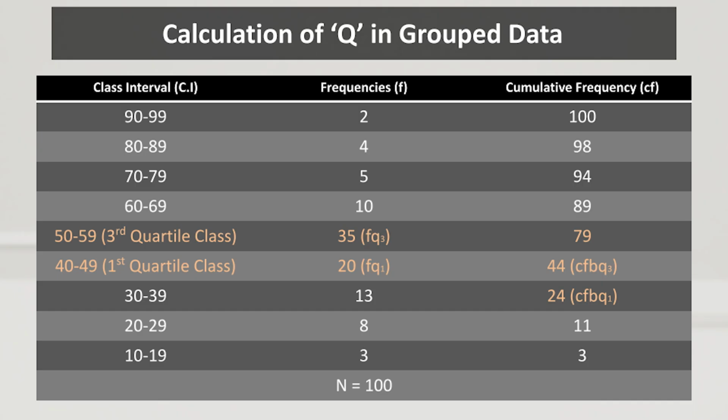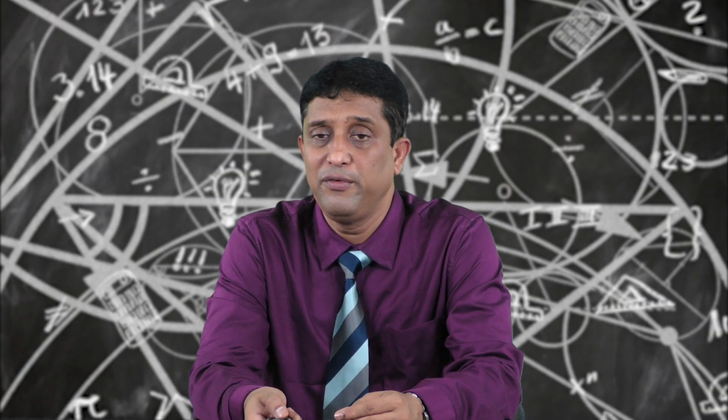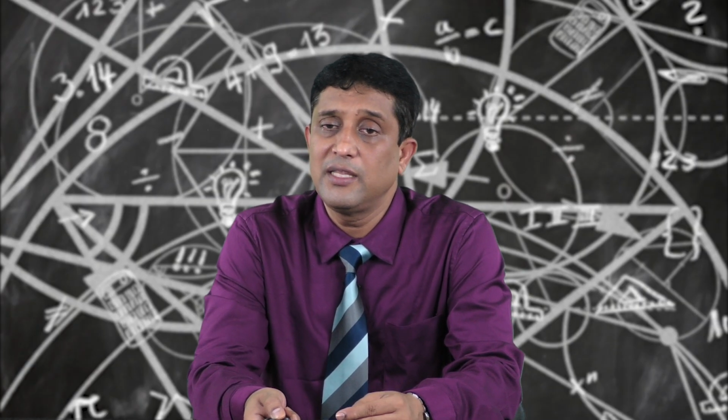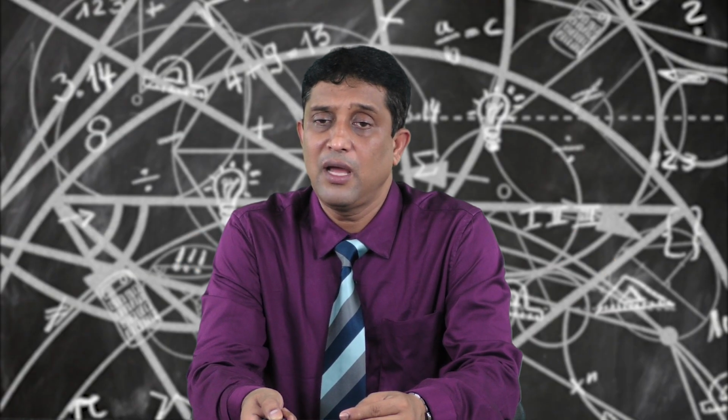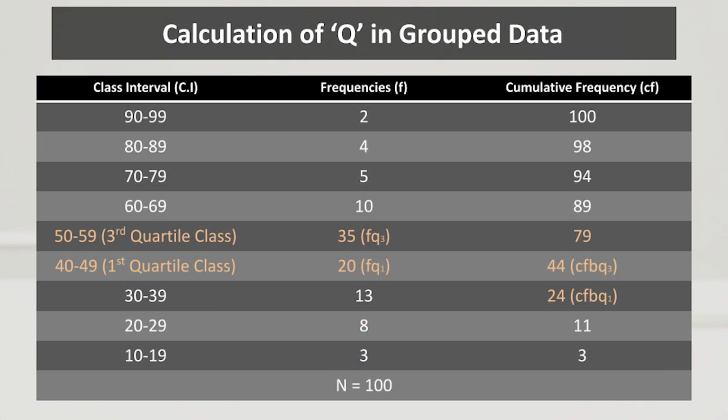Then again 3N by 4, 3 into 100 by 4, that is 300 by 4, that is 75. So where is the 75th case in this distribution? Here you see after 44, the next cumulative frequency is 79. It means your 75th case is in this class interval, 50 to 59. So you can say that this is the third quartile class. The cumulative frequency below the third quartile class is 44, below 79. The frequency of the third quartile class is 35. The frequency of the first quartile class is 20.